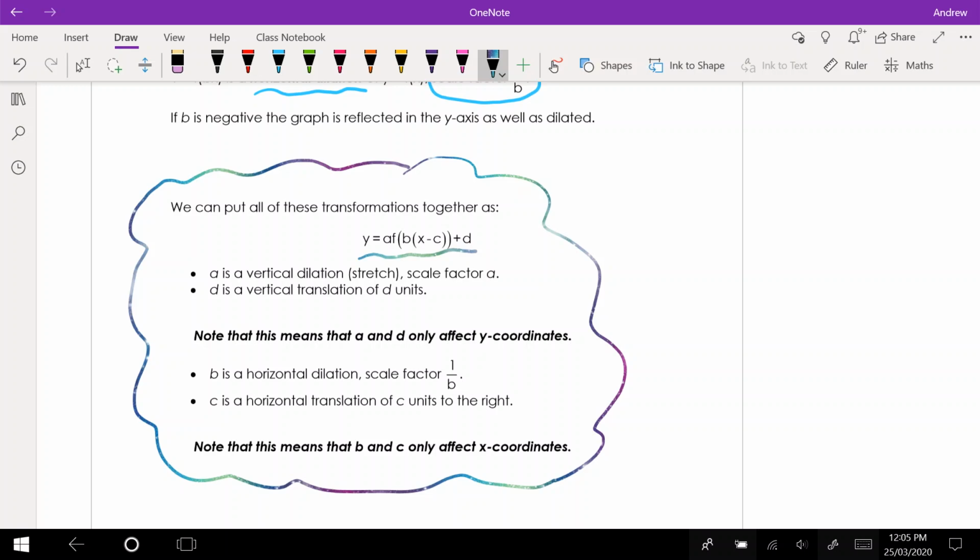We're going up or down. So if we have a constant at the end of that formula, we're just going up or down the y-axis. A and D only affect the y value. Because we're dilating by a factor in the y-axis, it affects the y value. Because we're translating, it affects the y value. Those two only affect the y-coordinate. The other ones only affect the x-coordinate, which is why our transformations are parallel to our x-axis.